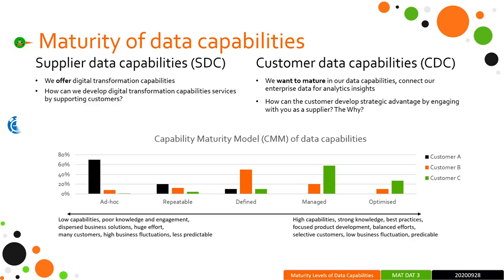In this example, we have 3 customers. This bar chart basically represents the degree of maturity across 5 bands. Customer A is in the lower capability band, while customer B and C are moving towards the higher capability bands. We can therefore say that customer A has low data capabilities, while customer C has a managed and optimized control of their data. Let's learn what each of these maturity levels mean.